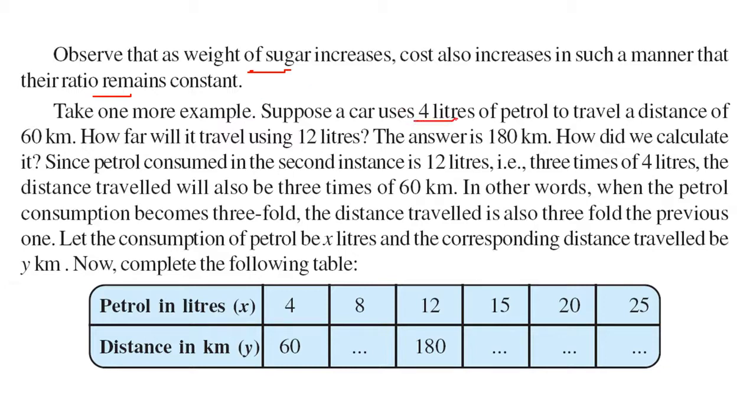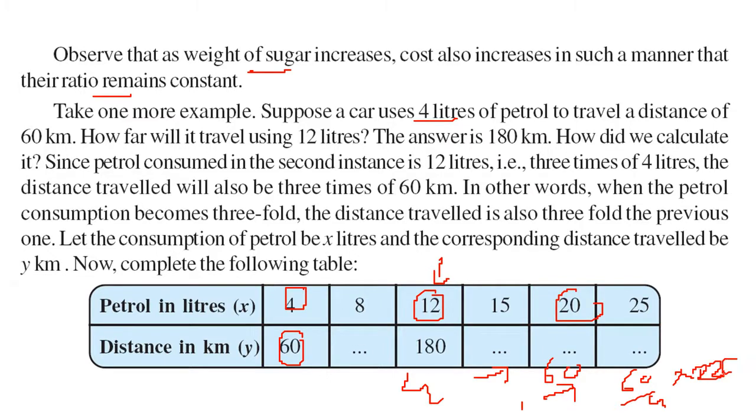Suppose a car uses 4 liters of petrol to travel a distance of 60 km. Now, how far will it travel using 12 liters? Right? 4 liters, 60 km. 1 liter, 60 by 4. This is the unit. Now you just have to multiply this by 12 to get the distance in kilometers for 12 liters of petrol. Similarly for 20, you just have to multiply this by 20.